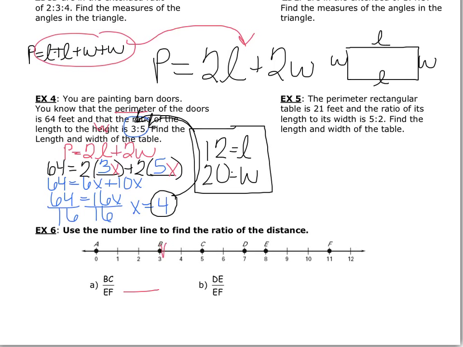So we want to find the length of BC here, which is 2, and the length of EF, 1, 2, 3. So that's the ratio of the length of the segments: 2 to 3. All you have to do is count the distance between the beginning and the end, and make sure that we're going to simplify it.